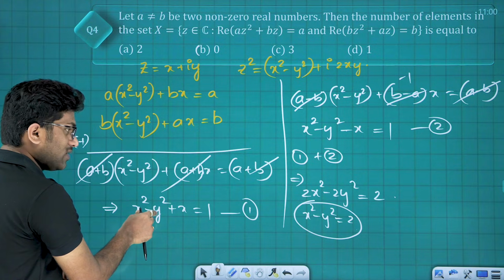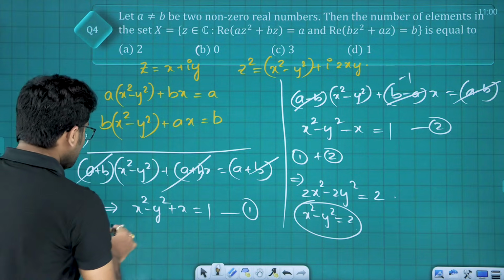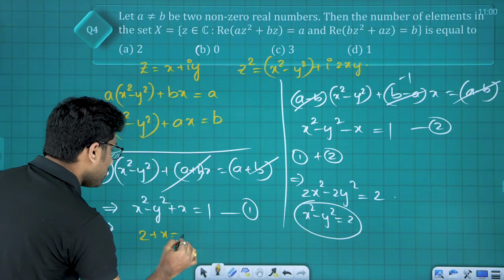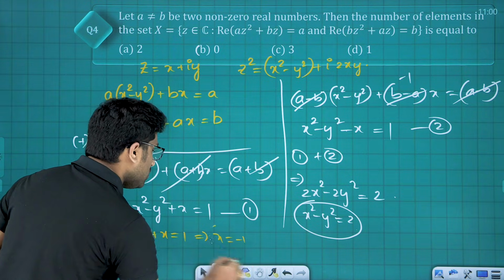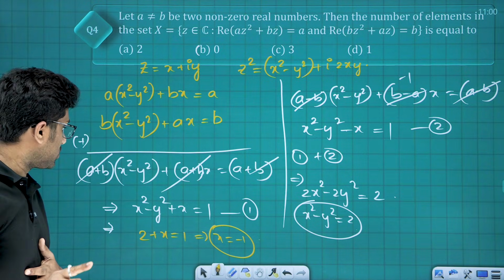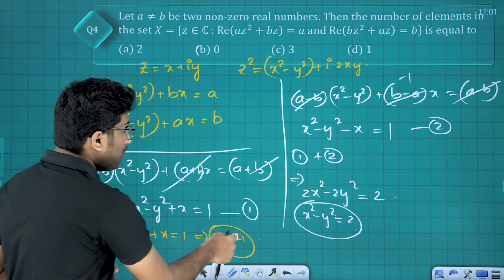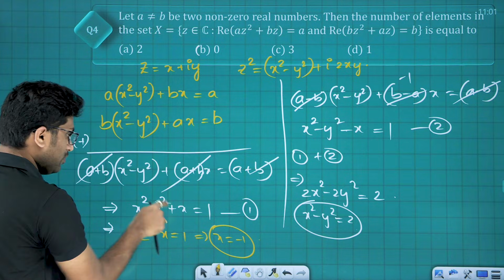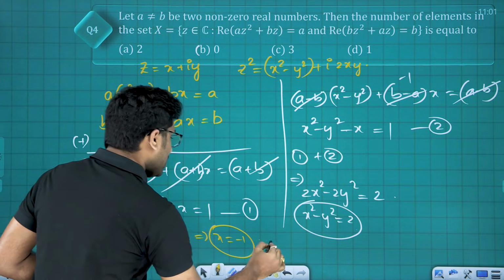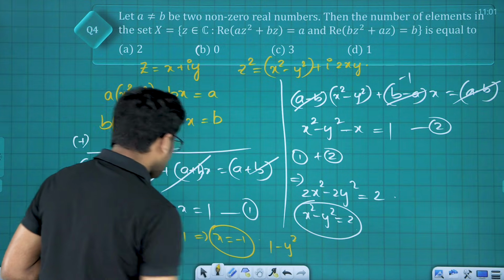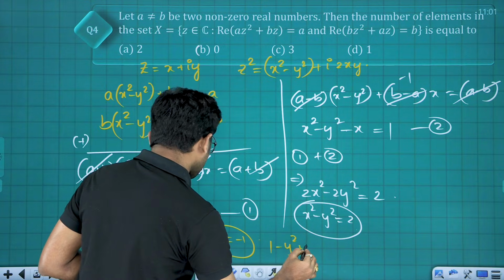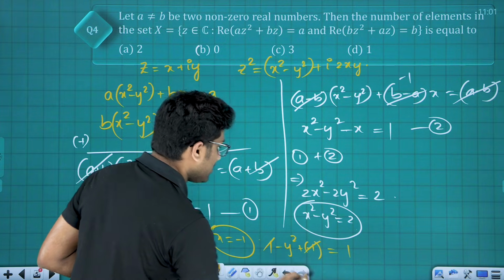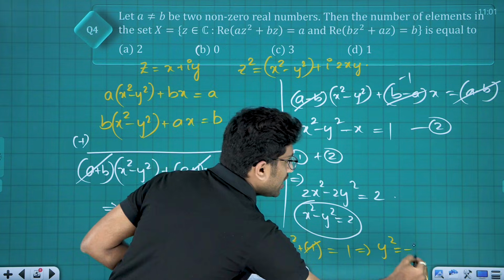Now we'll put x square minus y square equals 2 in this case. So 2 plus x equals 1, which implies x equals minus 1. Now we'll put x equals minus 1 in any one of the equations. We'll put it in this equation. What happens? 1 square is 1, minus y square, plus x is minus 1, equals plus 1. So plus 1 minus 1 gets cancelled. From here y square equals negative 1.